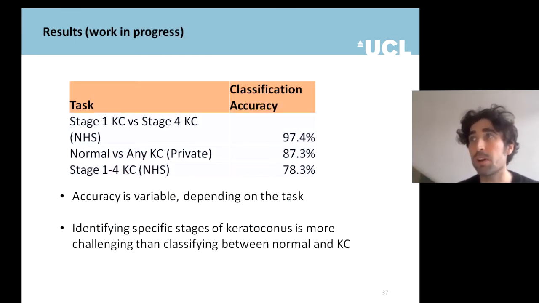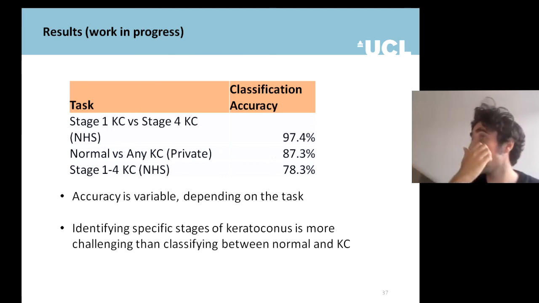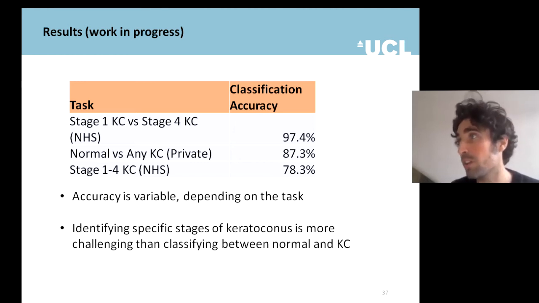Now, the results so far: it's a work in progress because we haven't quite finished it yet. We're hoping to publish it at the end of the summer or autumn. I've looked at 3 different tasks so far. Stage 1 keratoconus versus stage 4 keratoconus, I've managed to classify with very high accuracy. Normal versus any type of keratoconus, I've managed to classify with 87% accuracy.